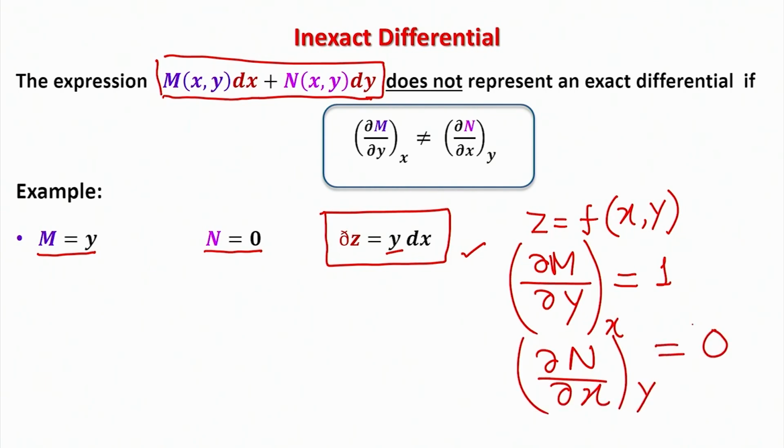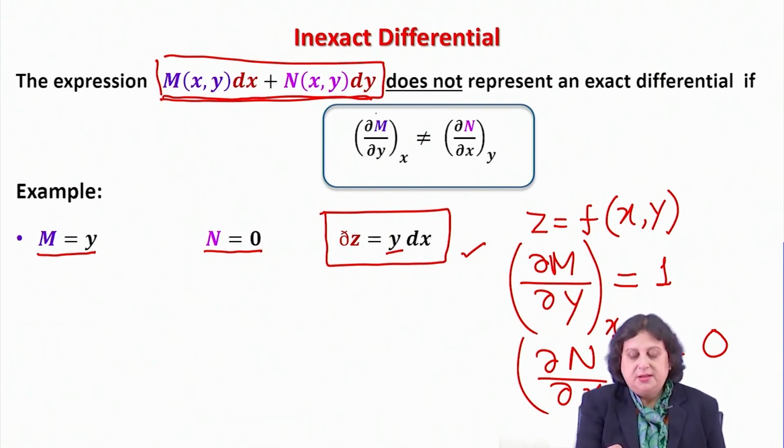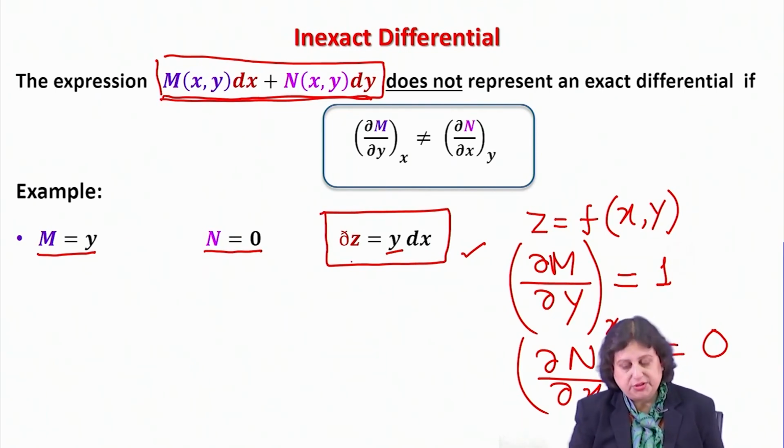And therefore, if I have a differential dz which is equal to y dx, in spite of the fact that it could be written in a functional form like this, it does not satisfy the condition that ∂m/∂y, keeping x constant, is equal to ∂n/∂x, keeping y constant. Therefore, for this differential, (∂m/∂y)x is not equal to (∂n/∂x)y. And therefore, I would say that dz is not an exact differential, it is an inexact differential.